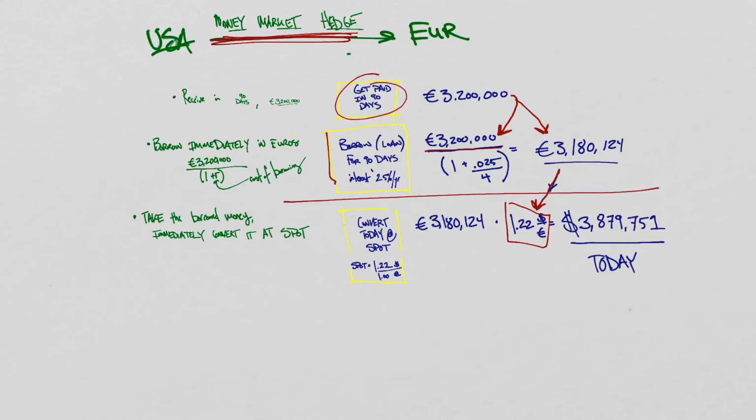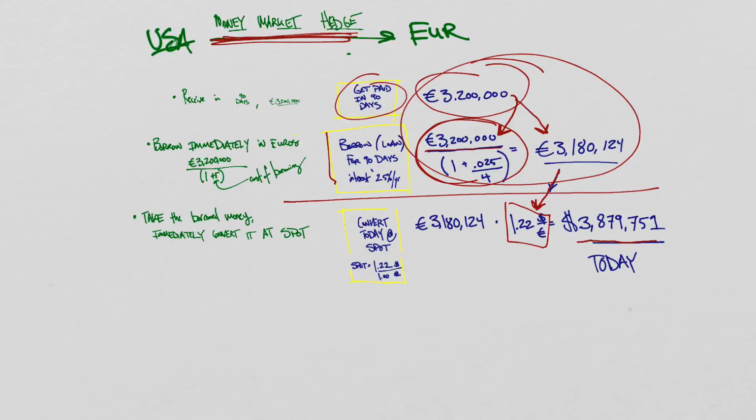So they've gotten rid of their exchange rate risk because they know exactly how many US dollars they're going to get from this sale. Not 90 days from now. It doesn't even matter what the exchange rate does in 90 days. If the euro dramatically falls in value, they're still going to get paid 3.2 million euros, and they're still going to pay off that euro-denominated loan. Nothing really changed there. And in the meantime, they still would have received this $3.879 million. So that's why a money market hedge eliminates exchange rate risk.